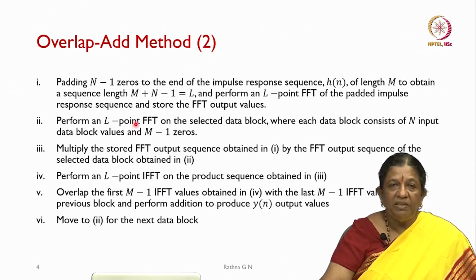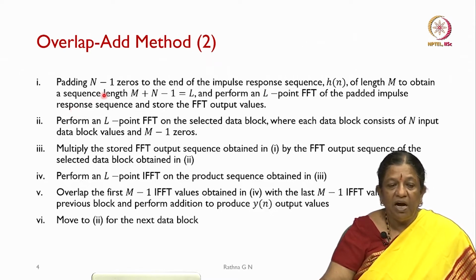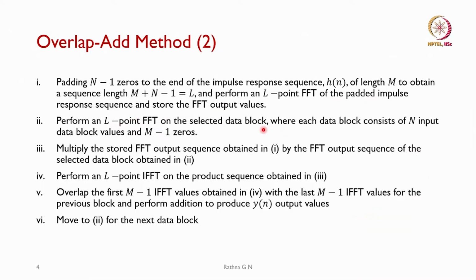To make it clear, we will take an example in a while. Although we discussed how the overlap add method works in the last class, we will just see how it is going to work. Pad N minus 1 zeros to the end of the impulse response sequence h of n of length M to obtain a sequence of length M plus N minus 1, which is L length, and perform an L point FFT of the padded impulse response sequence and store the FFT output values. Then we perform an L point FFT on the selected data block, where each data block consists of N input data values and M minus 1 zeros to make it an L point sequence, and we take the FFT of it.